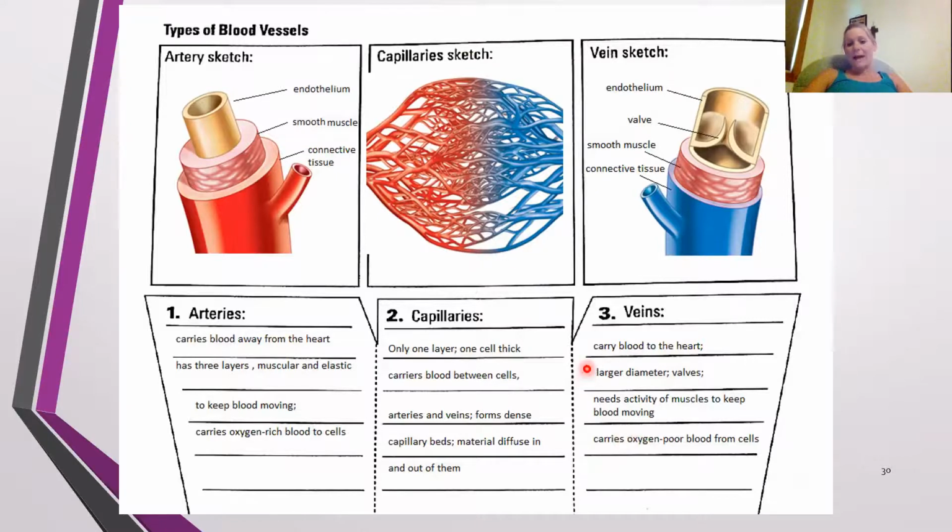Veins are going to carry blood back to the heart. They're larger in diameter. They also have some valves, which is going to help us to maintain blood flow back to the heart because we're going to have a decrease in pressure in this particular location as well as speed. We need the activity of muscles to keep the blood moving. So the contraction of our skeletal muscle, for example, is what allows us to not have blood pooling at our ankles and feet and things like that. Again, what's the function? It's going to carry oxygen poor blood from the cells back to the heart.